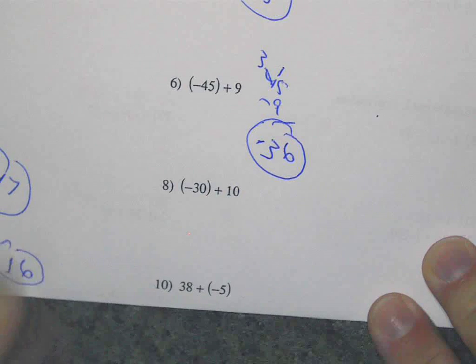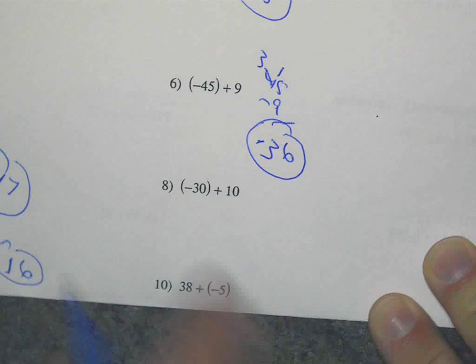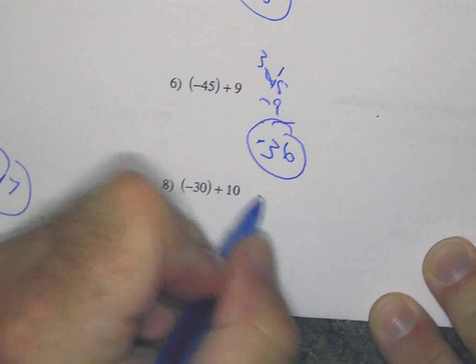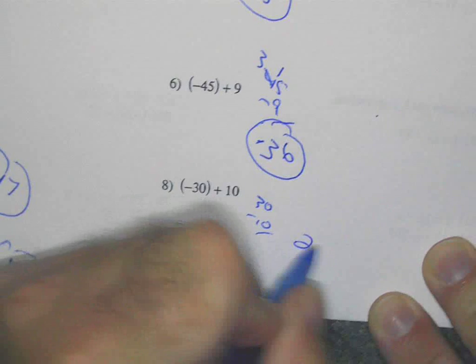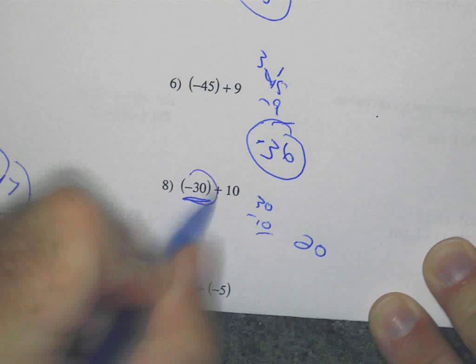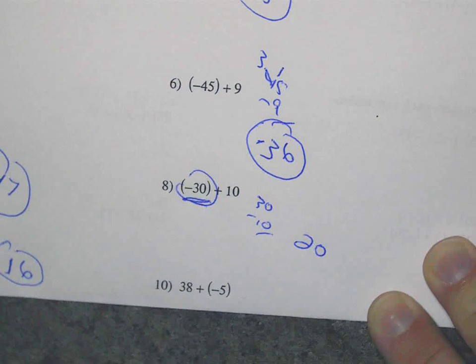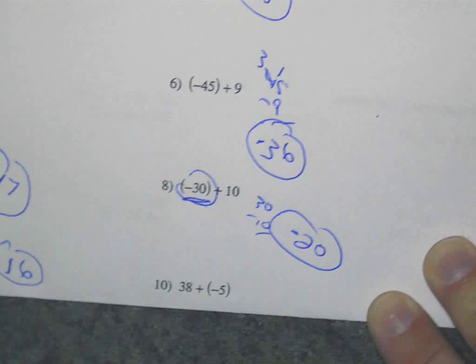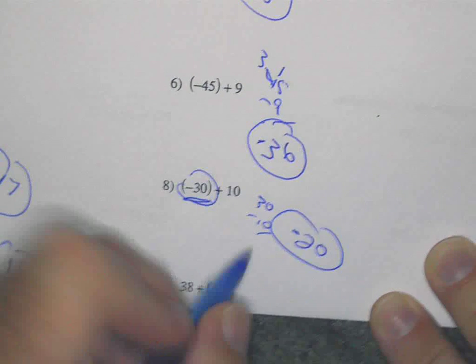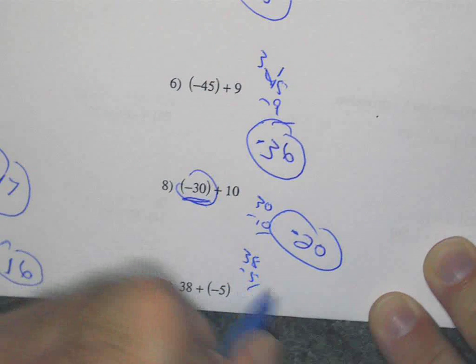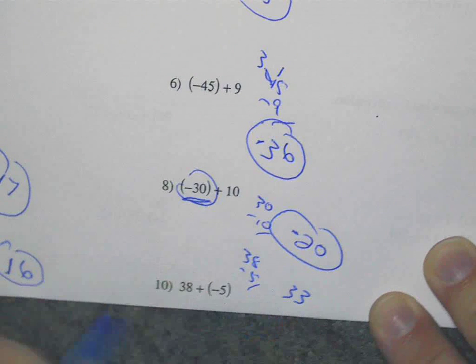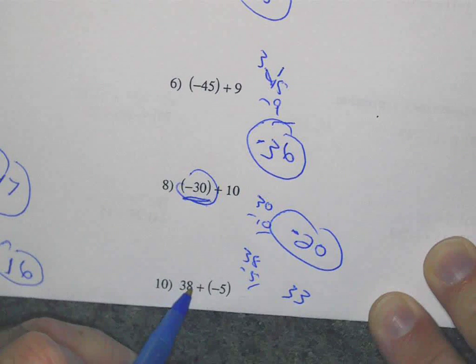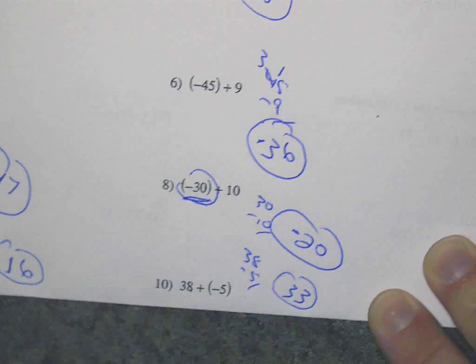Next question, number 8. Negative 30 plus 10, subtract. One red, one black. 30 minus 10, 20. I circle this or underline it to remind me that I need to have a negative 20 on here. Last but not least, 38 plus negative 5, subtract. 38 minus 5, 33. Keep the sign of positive 38 because it has a larger absolute value.